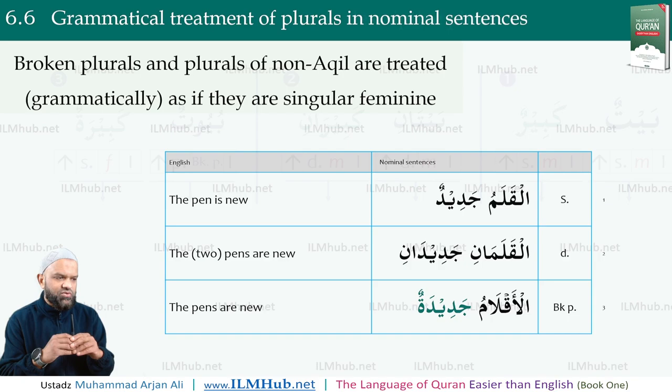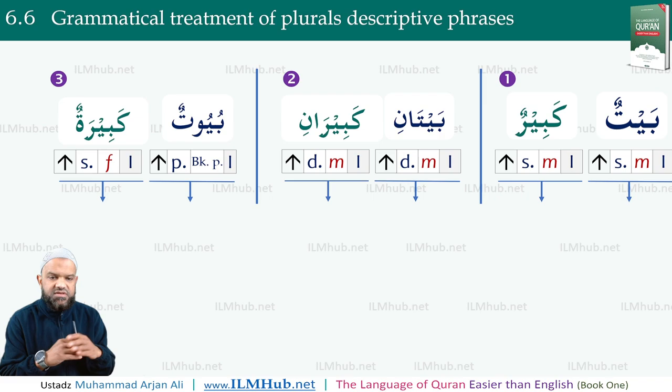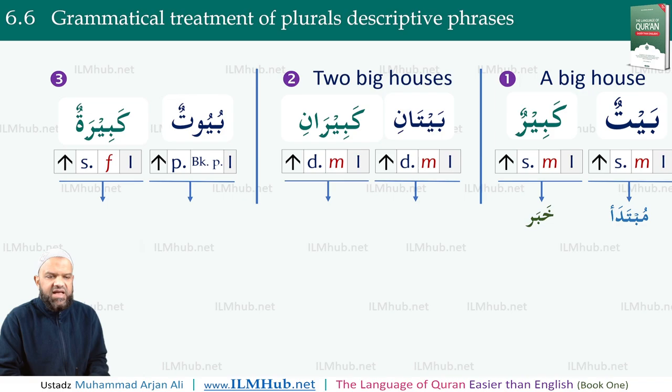Take a few seconds to look at what is above, and you will see I have three different grammatical structures, meaningful, incomplete. There are descriptive phrases. I hope you can tell from the fact that I have the four properties marked. So you can see the matching of the four properties in number one and number two. So I have baytun kabirun. I hope you can see this is a big house. Baytani kabirani, two big houses, no problems.